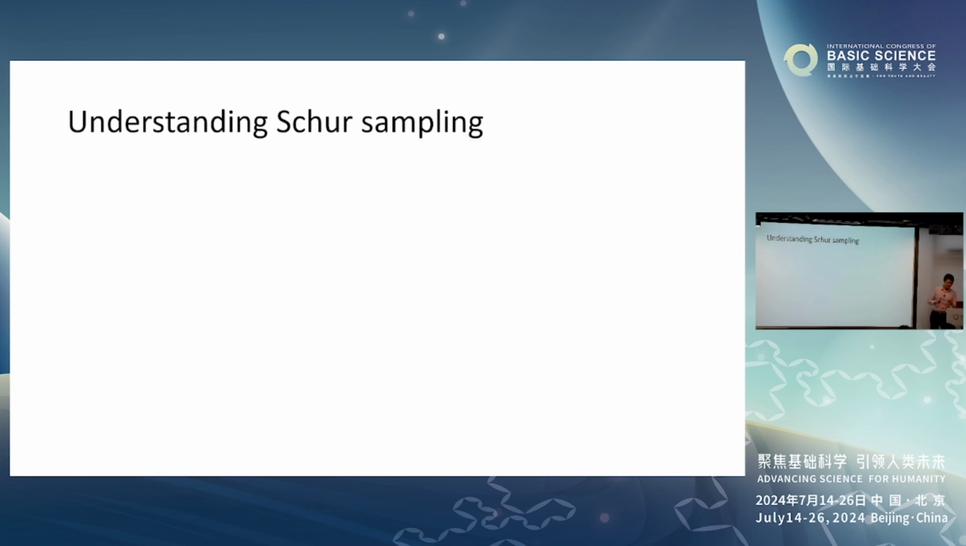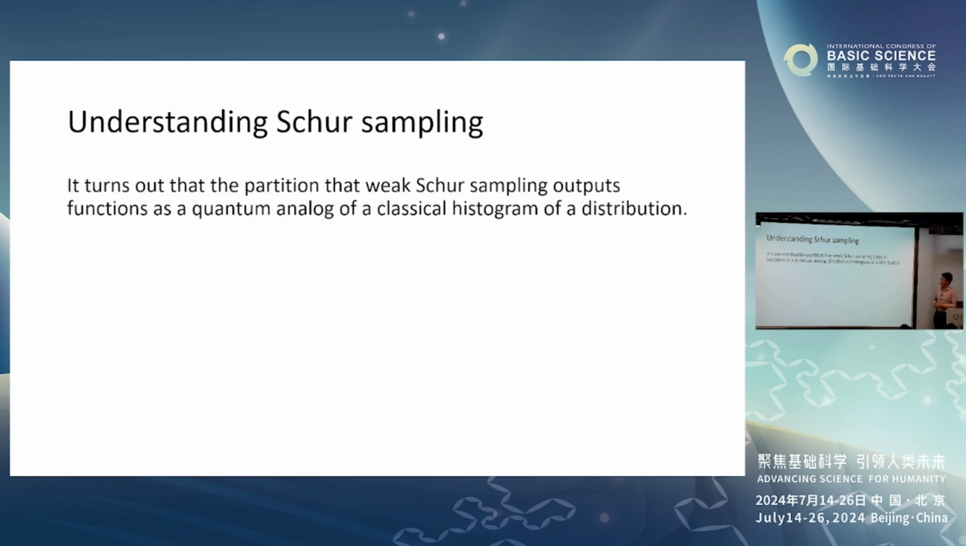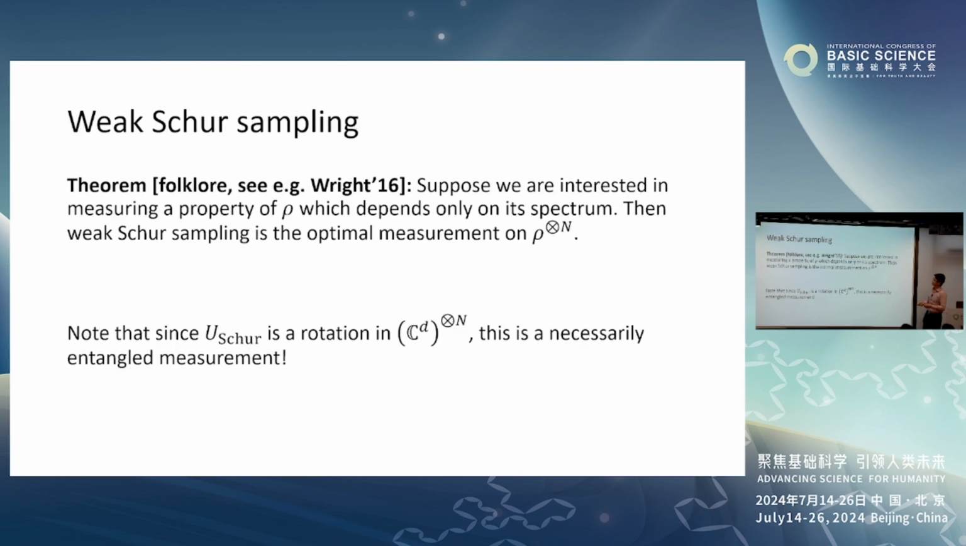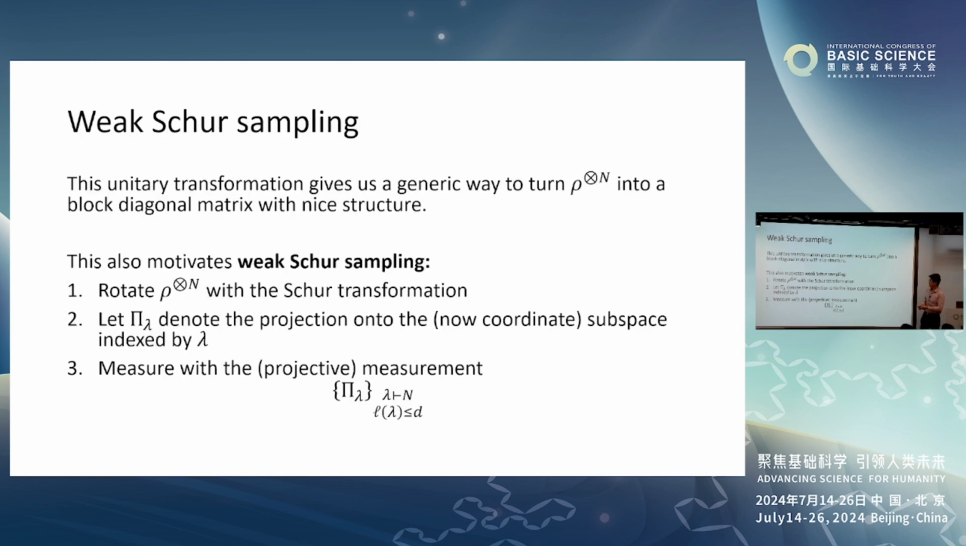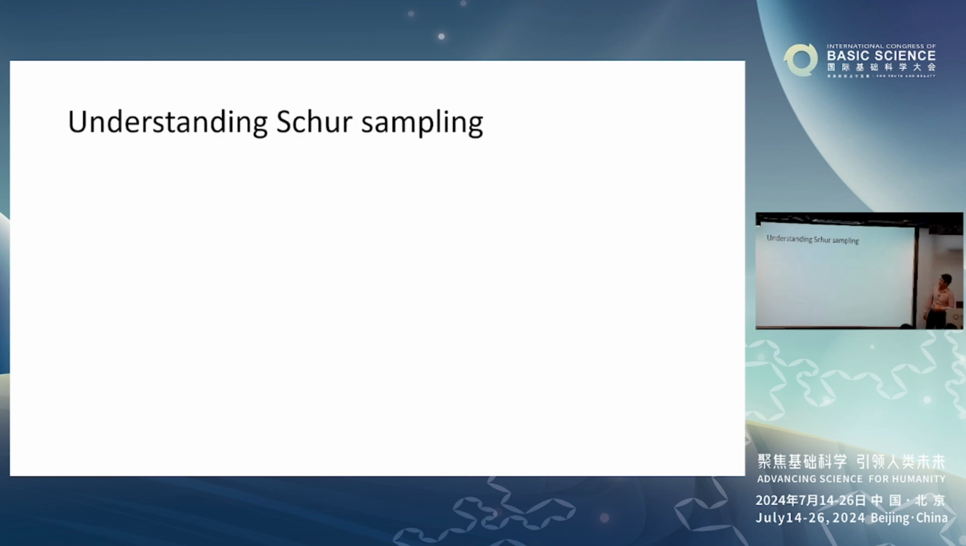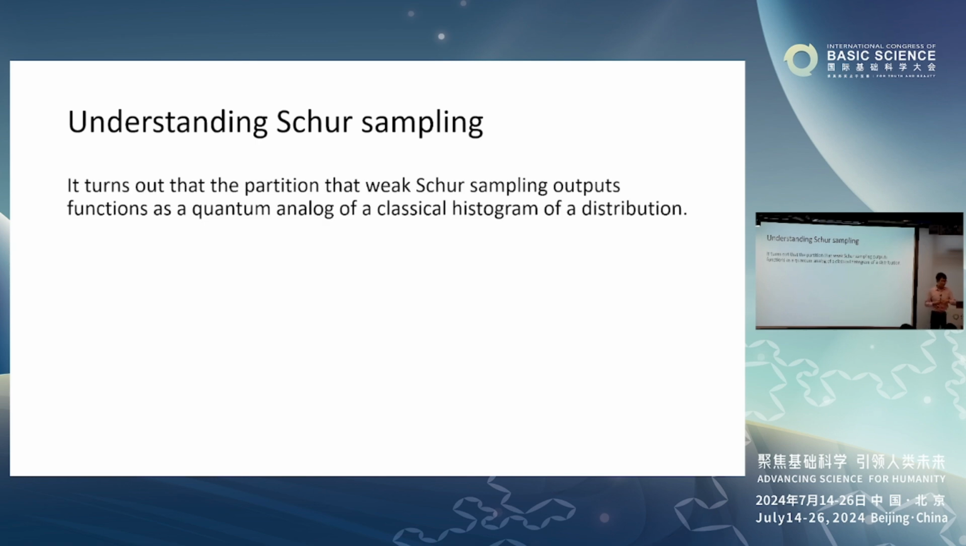Now I'm going to very briefly discuss how one actually analyzes Schur sampling. The reason why Schur sampling turns out to be useful is that when you perform Schur sampling, the Schur basis or the Schur measurement is indexed again by these lambdas. And it turns out that the lambda that you get, the partition that you get, acts sort of like a quantum analog of a histogram of a distribution.